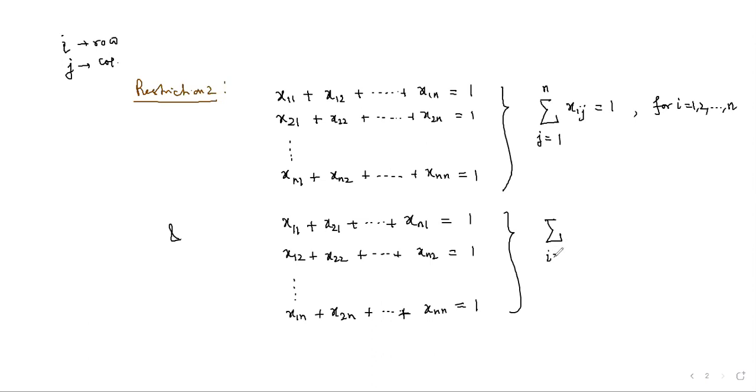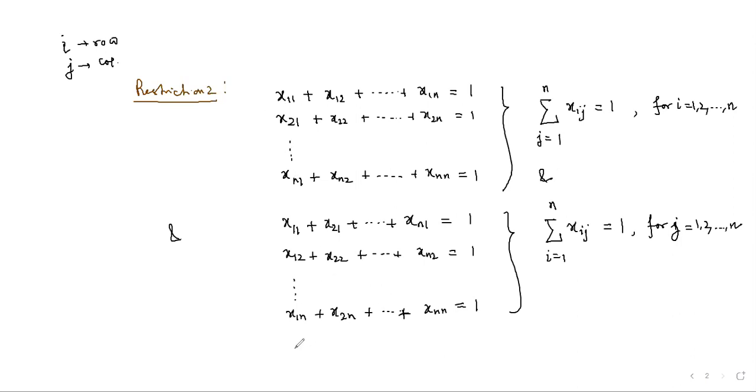So I can take summation i goes from 1 to n, x_ij, that should be equal to 1 for j running from 1 up to n. Now you see, when you vary the column, for the first column you get this equation, for the second column you get this equation, for the third column you get this equation. So this set which I have written is called restriction 2.